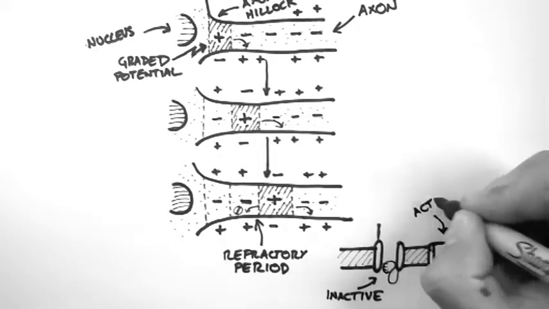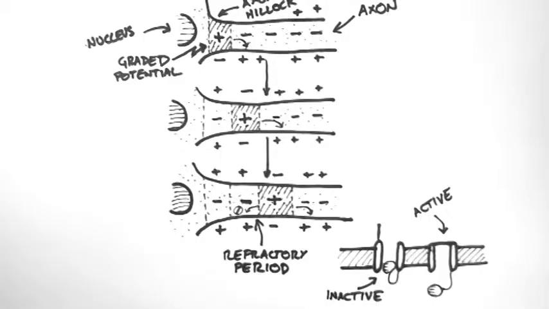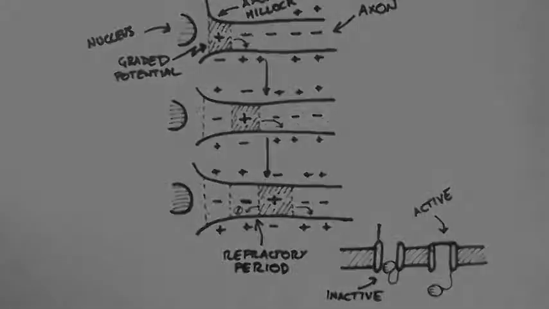So this is an overview of how action potentials propagate down a membrane. This membrane doesn't have to be an axon. It could be the membrane of a cardiac or a muscle cell. Now you should have a pretty good understanding of how action potentials work and the molecular biology behind them.